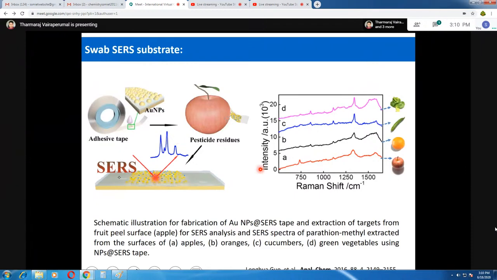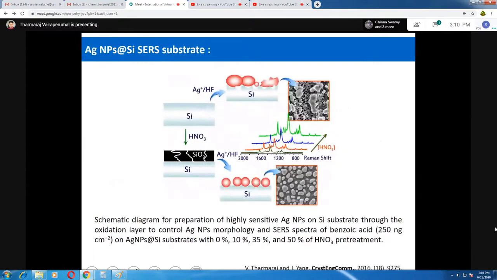This substrate can be used for four different kinds of vegetables to measure methyl parathion. Here, the planar substrate, most of the hard base, the Raman signal is very high because the incident light cannot penetrate the base. As all the scattered light is coming from the collectors, it will enhance the signals more.